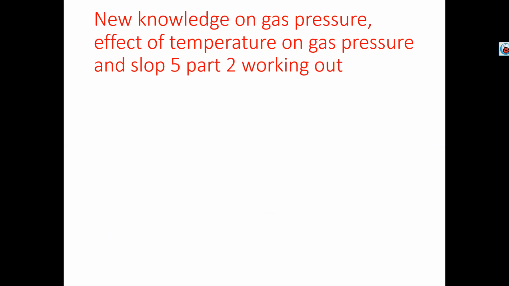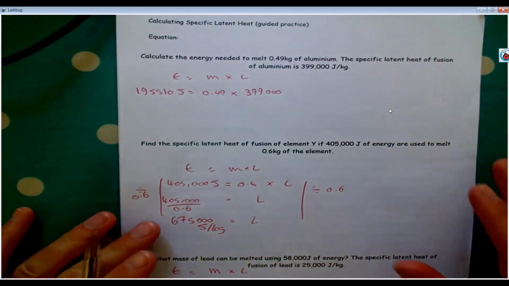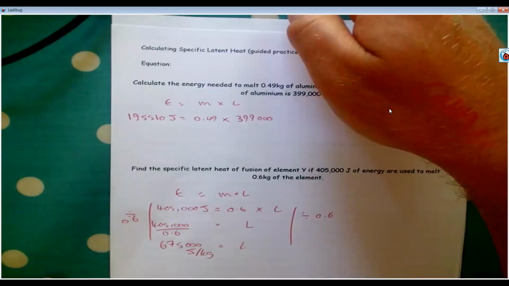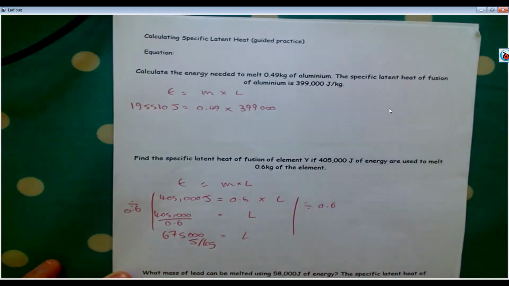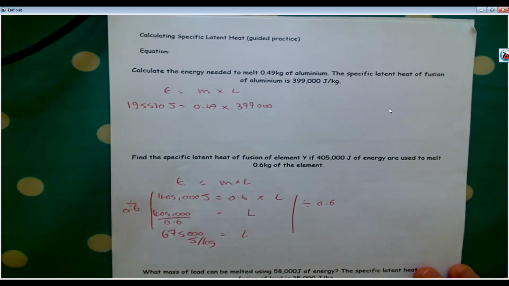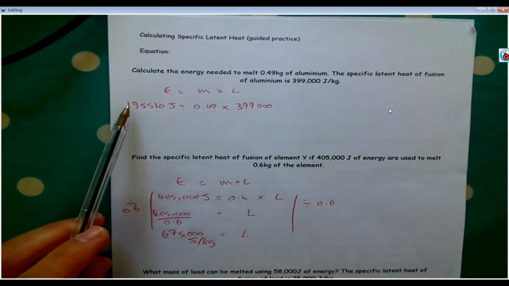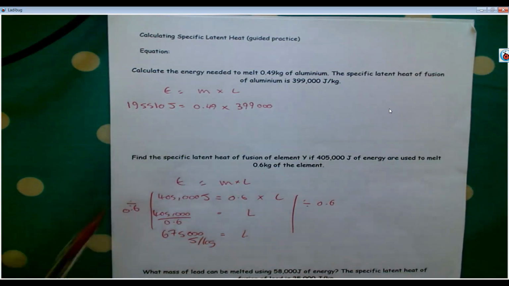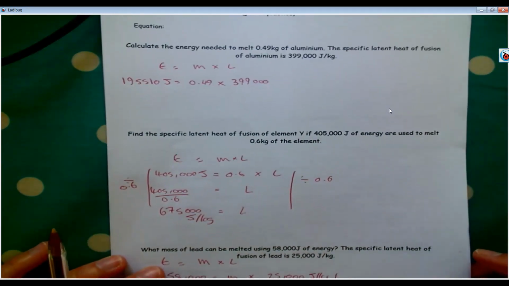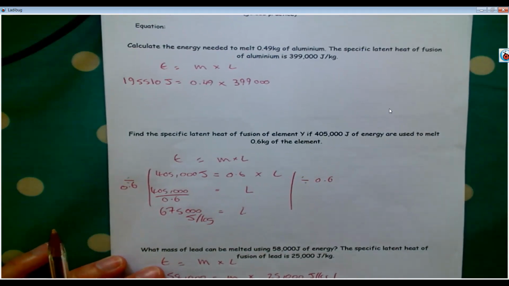So I'm going to go over to the camera in just a sec because we are going to go through the working out from SLOP 5 part 2 from last time. So last time we were calculating specific latent heat. This was the second half of our SLOP questions. So calculate the energy needed to melt 0.49 kilograms of aluminium. Specific latent heat of fusion is 399,000 joules per kilogram. So that one's very straightforward. You just multiply the two numbers and we get an answer of 195,510 joules.